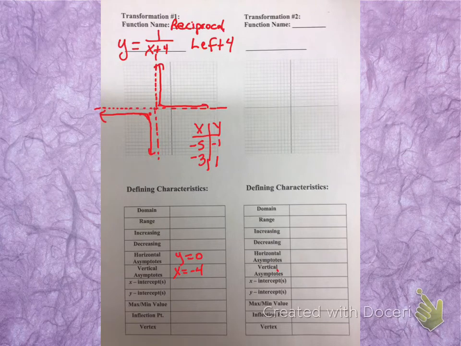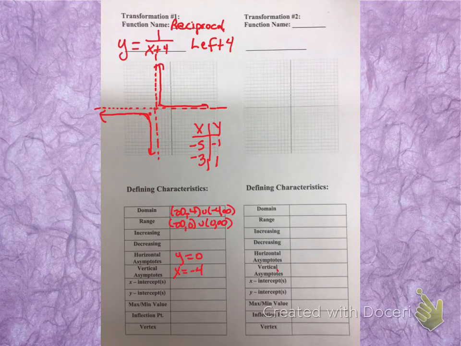So now let's talk about the domain. Your vertical asymptote will always be restricted from your domain. X can never equal -4. That's why it can't cross the line x equals -4. X can never equal -4 because it makes my denominator 0. So my domain is -infinity to -4 union -4 to infinity. You restrict your horizontal asymptote from your range because y can never equal 0. So it's -infinity to 0 union 0 to infinity.